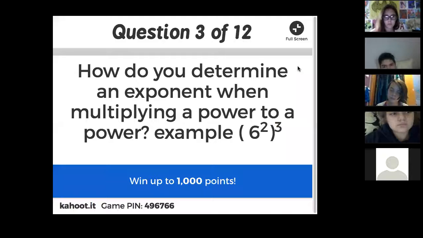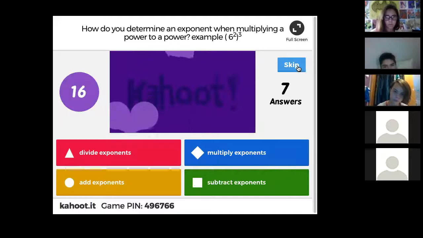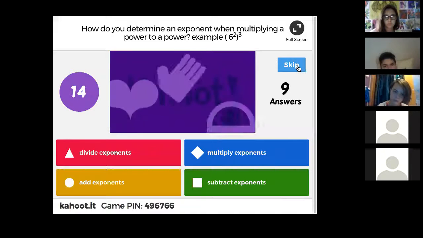Next question. How do you determine an exponent when multiplying a power to a power? So like 6 squared to the 3rd power. How would you figure that out? What the? It's not letting me.